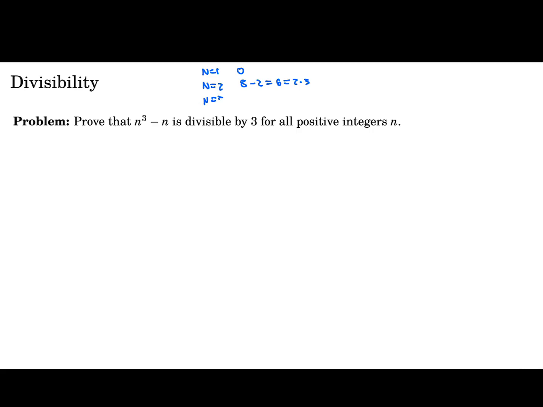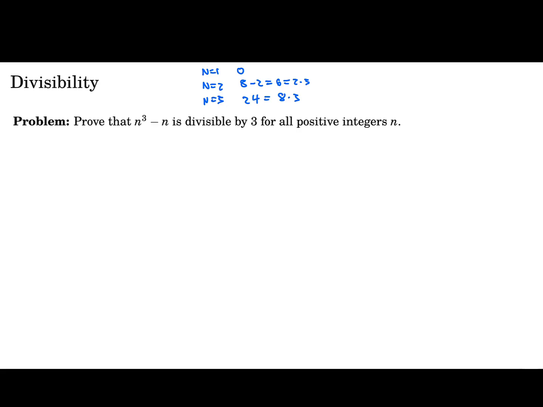Let's look at another one, n equal to 3. So 3 cubed is 3 times 3, 9, times 3, 27, minus 3 is going to be 24. So 24 will be divisible by 3. It's actually 8 times 3, right?